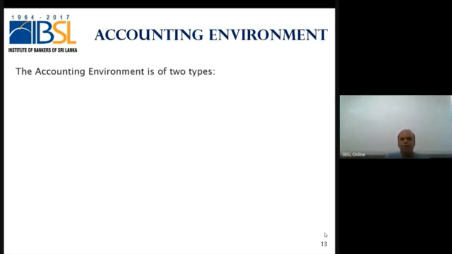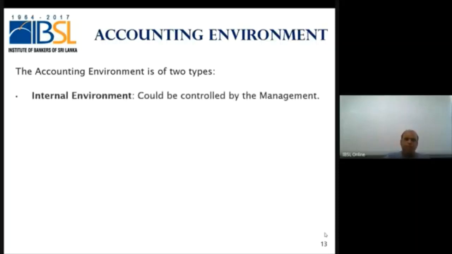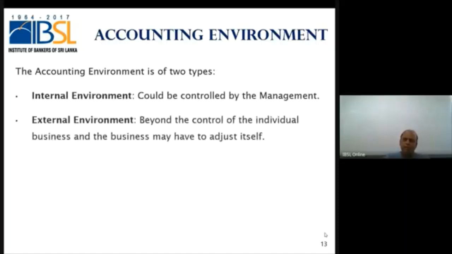The accounting environment is of 2 types. We call them the internal environment and the external environment. The internal environment is controlled by the management. People who are managing the business are going to control this internal environment. But the external environment is beyond the control of the individual business, and the business may have to adjust itself to the changes that are happening in the external environment.